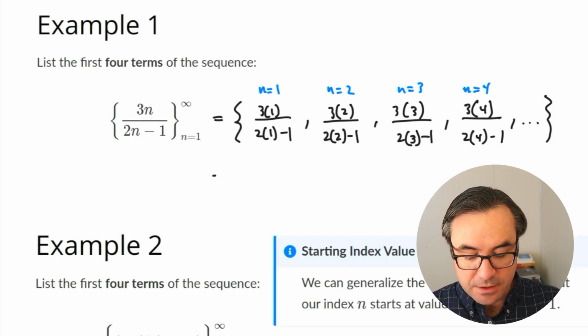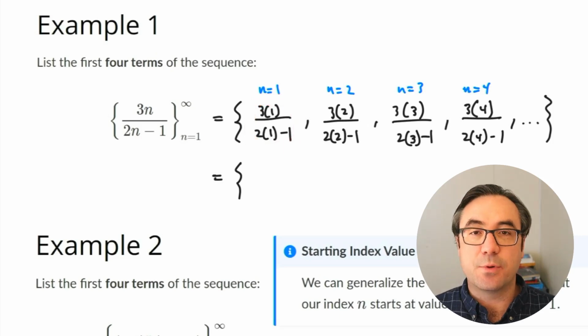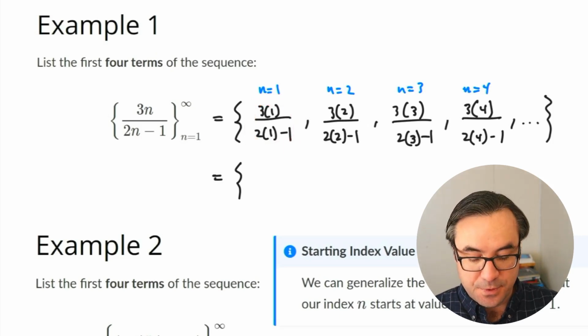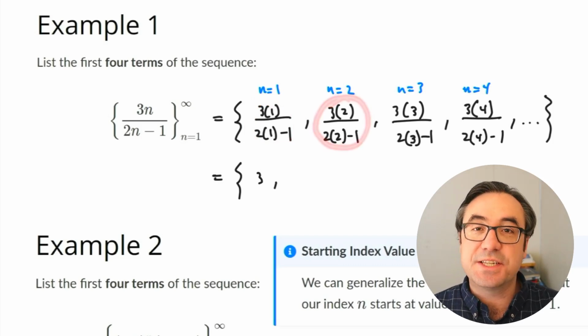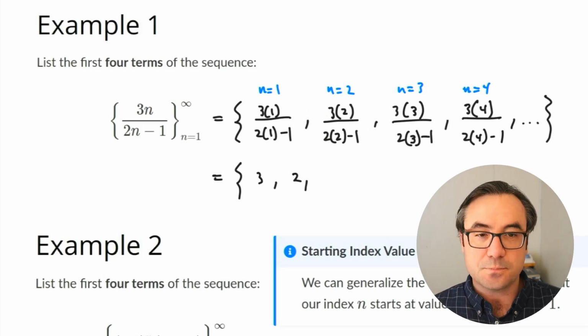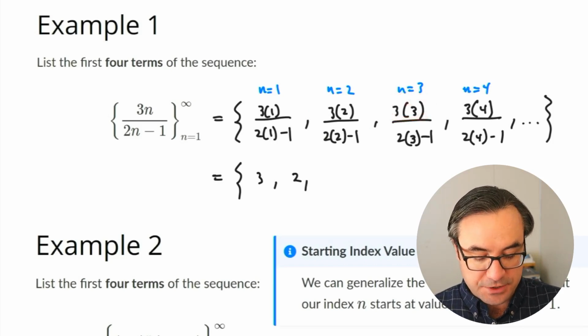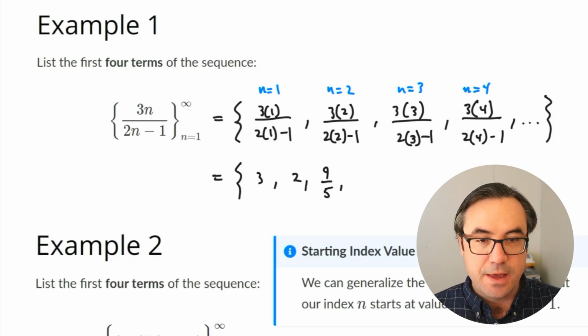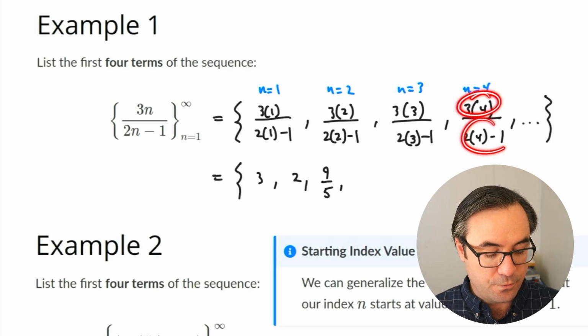And if we want, we can clean all this up. For the first one, we end up with 3 over 1. For the next one, we end up with 6 over 3, which is 2. Then we end up with 9 over 5 for our next term. And for our fourth term, we end up with 12 over 7.